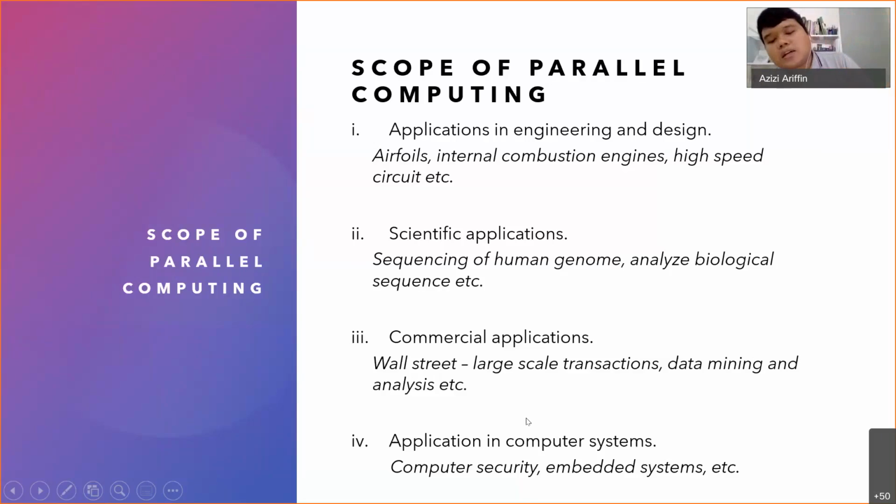Even in computer security, for example if we want to do encryption, like AES or DES, we need parallel processing. Later I will show some hands-on examples where we try to calculate a pi value, using the Monte Carlo problem solving method. Between single core and parallel multi-core, we will see a very huge difference in performance. Right, so that is the scope of parallel computing.